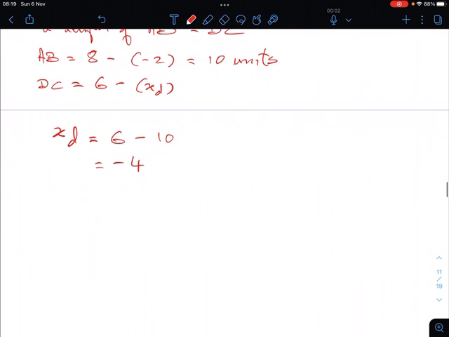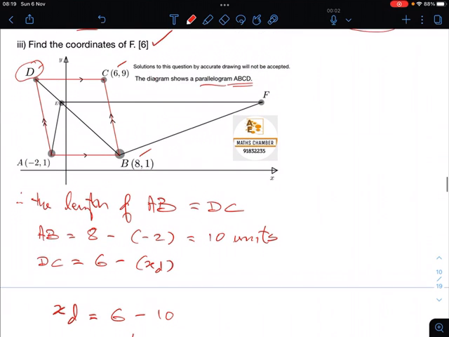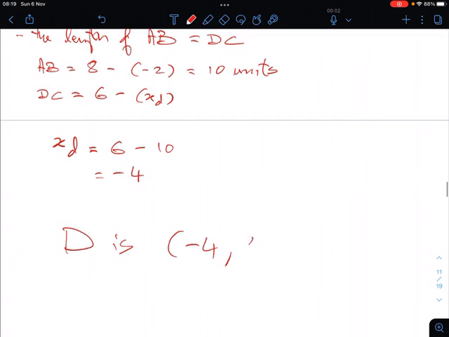Therefore the coordinates of D is negative 4, comma, and it has to be 9. Why 9? Because your point C is 6, 9, so this is also 9 on the y-axis. Obviously D is negative 4, 9. That's it, done deal. Fair enough? Good. Next.